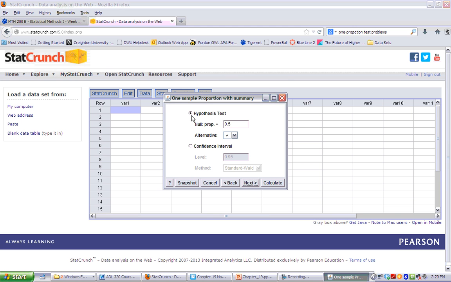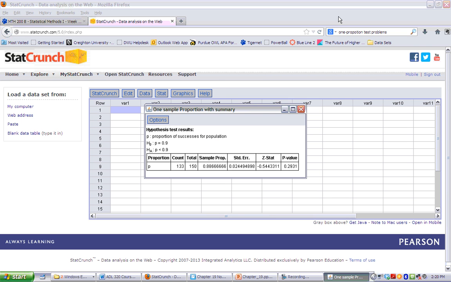And we are going to run a hypothesis test. We are comparing it to 90%, so our null is that our proportion is equal to 90%. Our alternative is that it is less than 90%. So it should look just like mine. Click next and then just calculate. You'll be given a table that looks just like our tables when we were doing our t-test, except this time we're looking at the proportion.